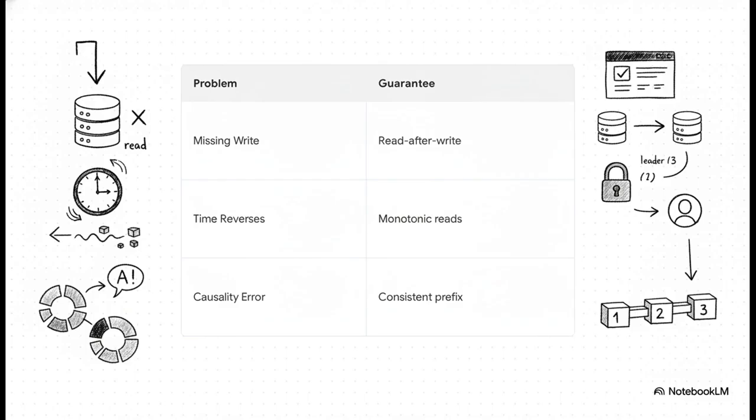Let's recap. If users are missing their own writes right after submitting them, you absolutely must engineer read-after-write consistency. If your users are refreshing a page and seeing data literally disappear before their eyes, you need monotonic reads to stop time from reversing. And if you are dealing with distributed shards and users are seeing answers before questions, you have to implement consistent prefix reads.